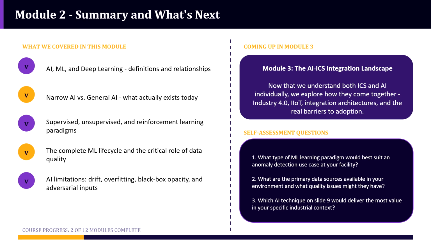In Module 3, we bring both sides of our foundation together and look at the artificial intelligence industrial control system integration landscape, the architectures, the maturity levels across sectors, and the real barriers that determine whether artificial intelligence projects succeed or fail in industrial environments. Take a moment with those self-assessment questions before moving on. They're designed to help you connect these concepts to your specific operational context.